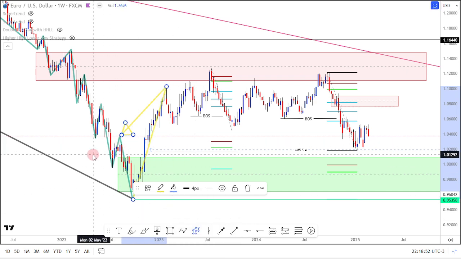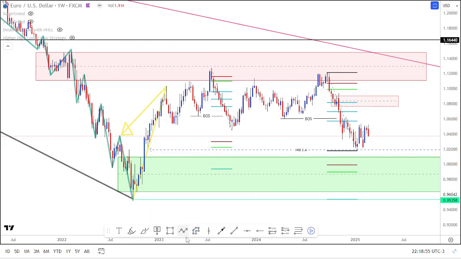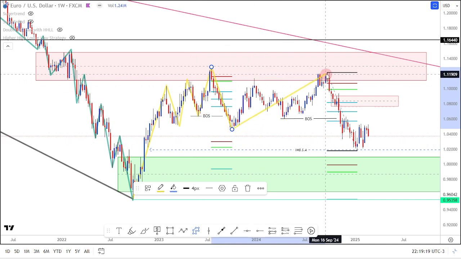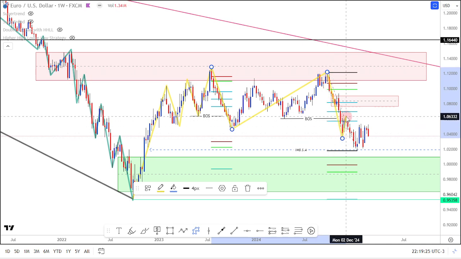The market terminates this guy right here, making a higher high. What happened at that moment? What happened next? The market made a higher high, higher low, higher high, higher low, higher high. And what happened next? The market made a lower low, terminating this low, higher low right here, and made a higher low right here, made a lower low here, made a higher low, lower high here, and made a lower low right now.